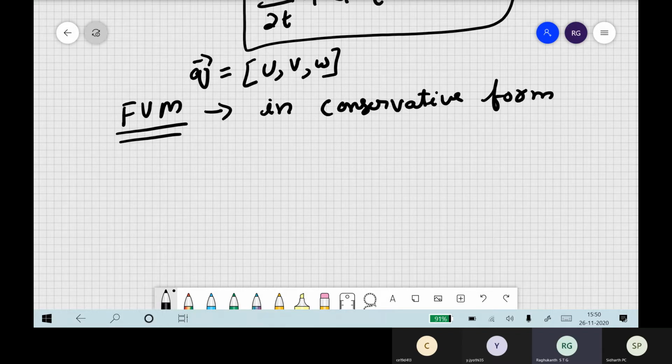You cannot write ρ ∂²u/∂t² as before, that wave equation. That equation is perfectly fine, but that equation cannot be solved in a finite volume method. It has to be converted into a conservative form, or this advection equation. Advection and conservation are both the same. You have to represent your equations in this format, and only then can you solve by the finite volume method.